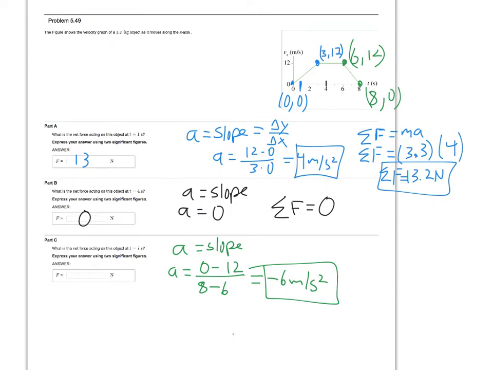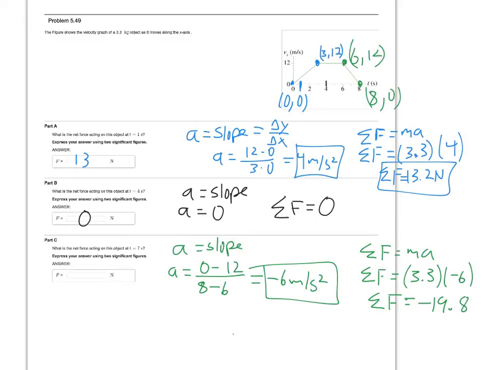Solving for my force, I'm doing F equals ma once again. So my net force, or the sum of my forces, is going to be 3.3 times negative 6, which gives me a net force here of negative 19.8 newtons. Rounded to 2 sig figs, I'm just going to put it in as negative 20. I will keep it as a negative though, because that net force is going in the negative direction, which is what results in the negative slope and negative acceleration here.